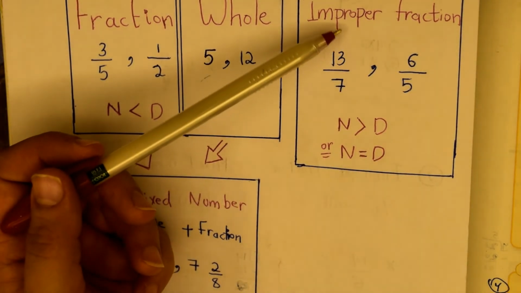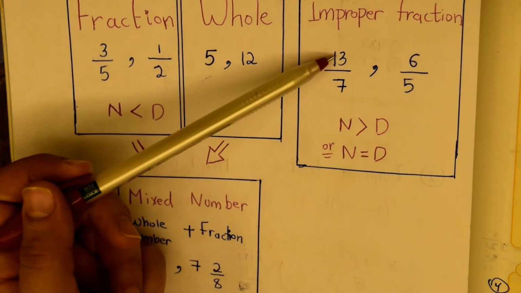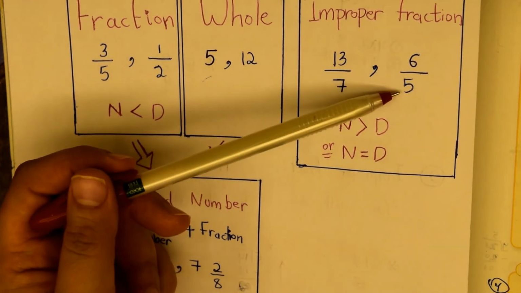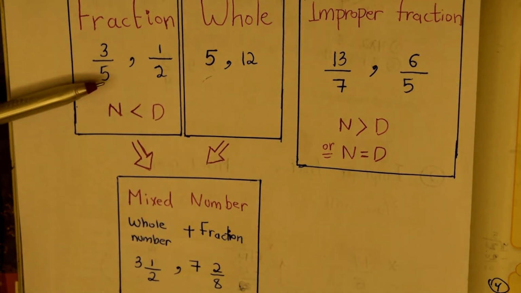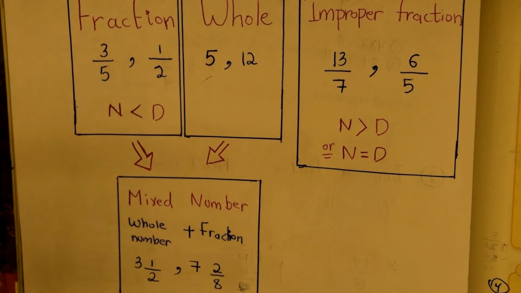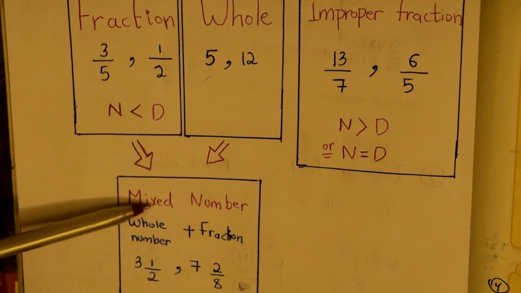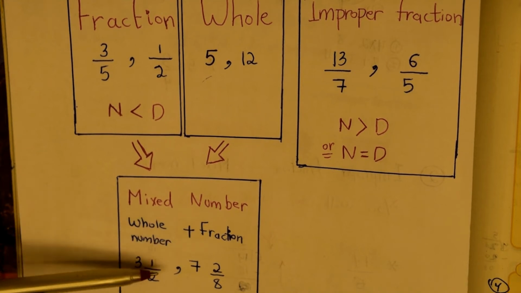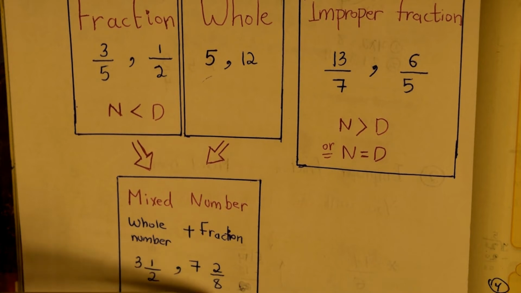Now the difference between improper fraction and fraction: here I have the numerator greater than the denominator, but in the fraction the numerator is smaller than the denominator. And here I have mixed number. So what's the mixed number? It is having whole and fraction. Like 3 is the whole and half is the fraction. 7 is the whole and 2/8 is the fraction.